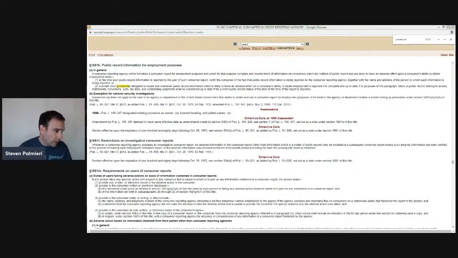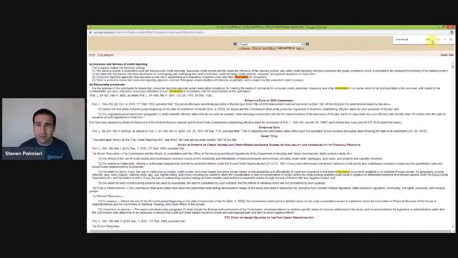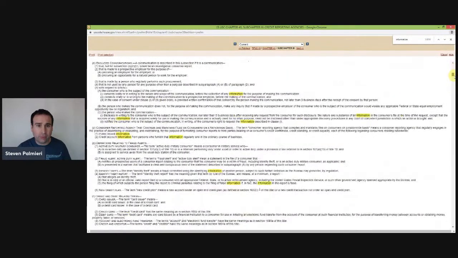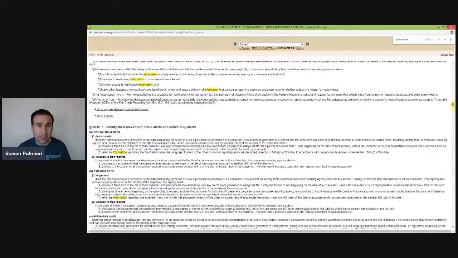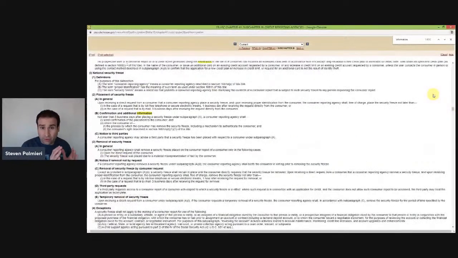The other thing, if we look at the word information, it's in here 616 times. Now, this version of the FCRA is from the U.S. House of Representatives. It's got some annotated notes in here, which may have the word information apart from the actual FCRA. But the point is, 616 times the word information is throughout here. We scroll all the way down, and you can see literally everywhere in here is information. Think of information as stories, right? Telling a story about you.